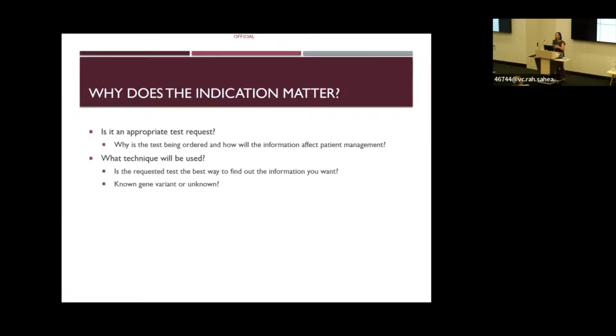And then what technique is going to be used? As we were talking about earlier, is that requested test the best way to get the information that you want? Are we trying to go for targeted testing or are we doing untargeted testing? Do we know what we're actually looking for? And then the indication changes a few other things.